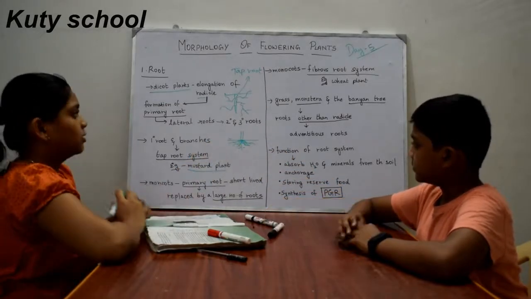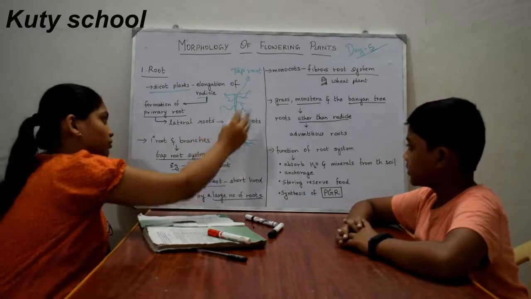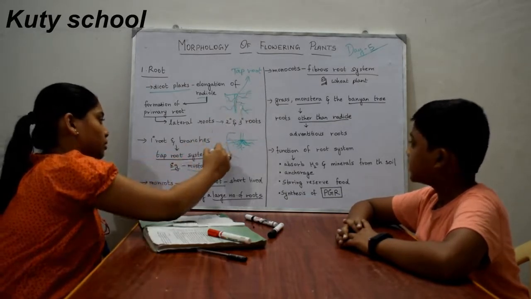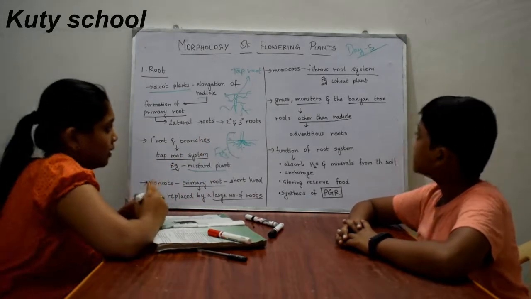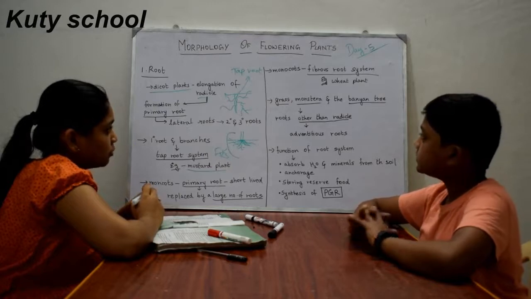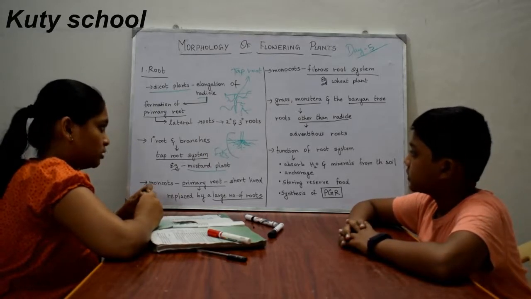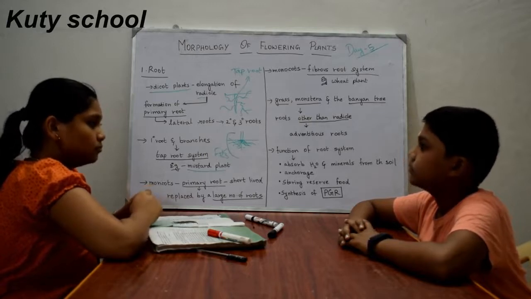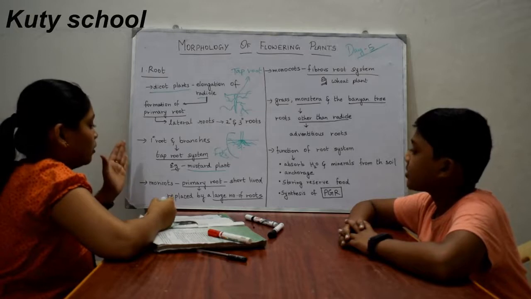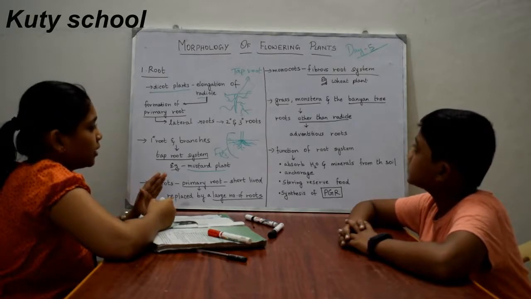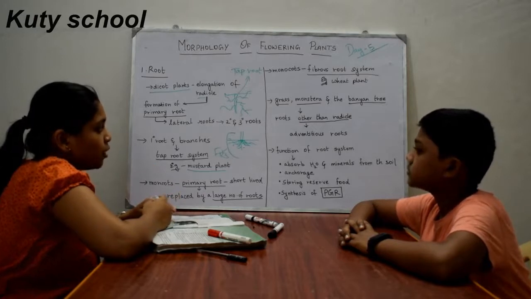This root system is known as the fibrous root system. An example is the wheat plant. The wheat plant is a monocot plant, and it is an example of the fibrous root system. Now we have seen the root system in dicot and monocot. Now we will see different kinds of root systems which are present.